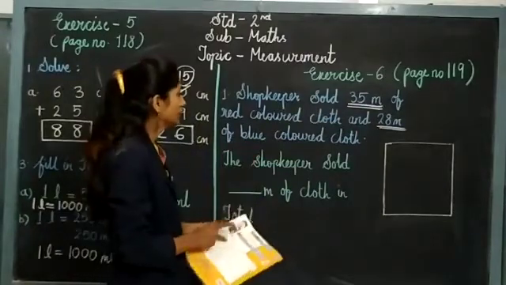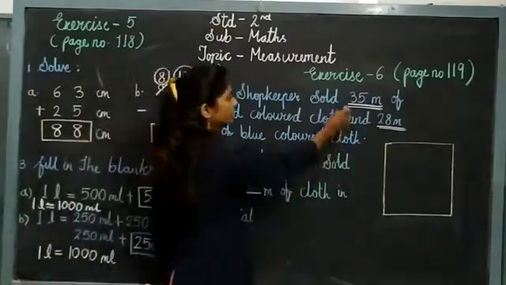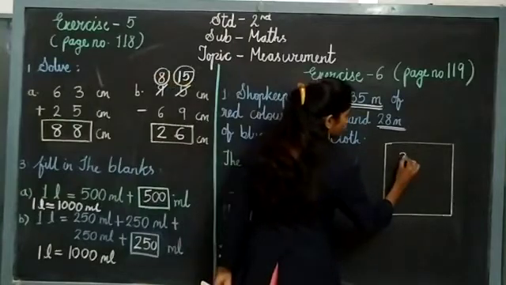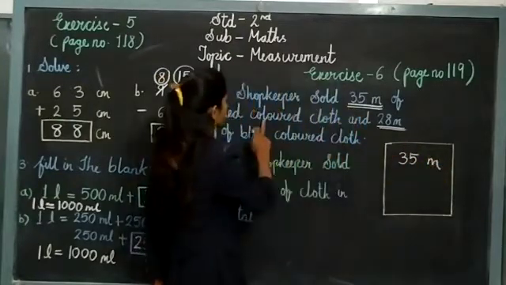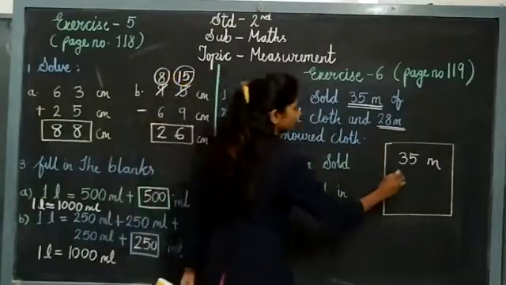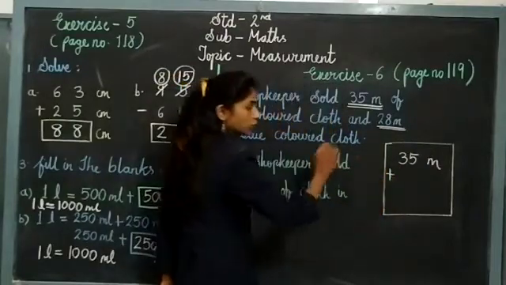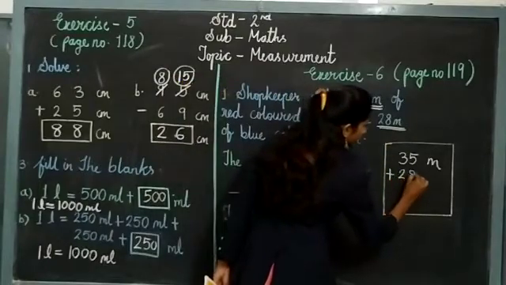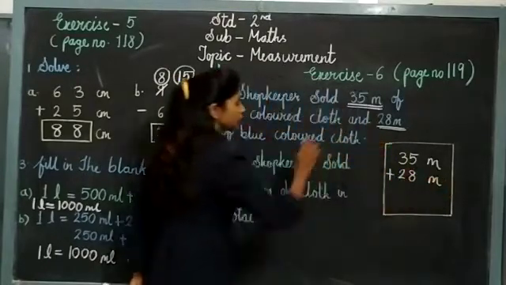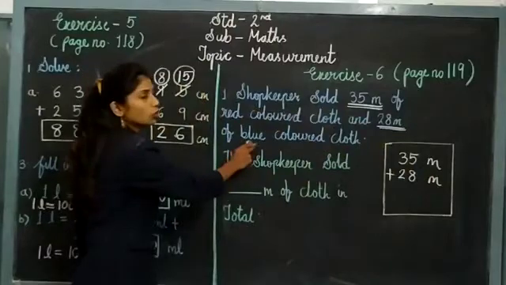So definitely it's an addition sum. So let us write in the given box. This first sum is of 35 meter. Okay, this is of red color cloth. Then it's an addition sum, so we are going to put the plus sign here, and again we are going to write 28 meter. And this 28 meter of blue colored cloth.